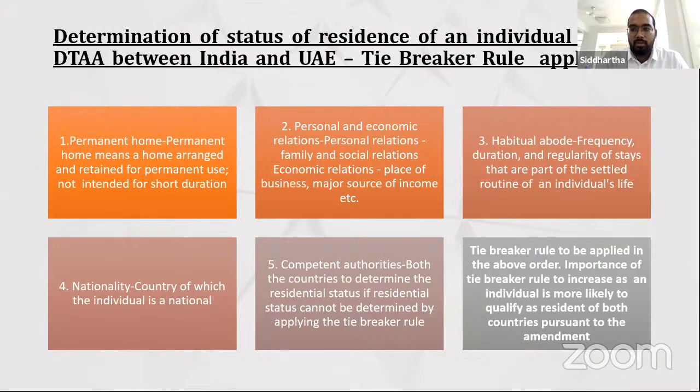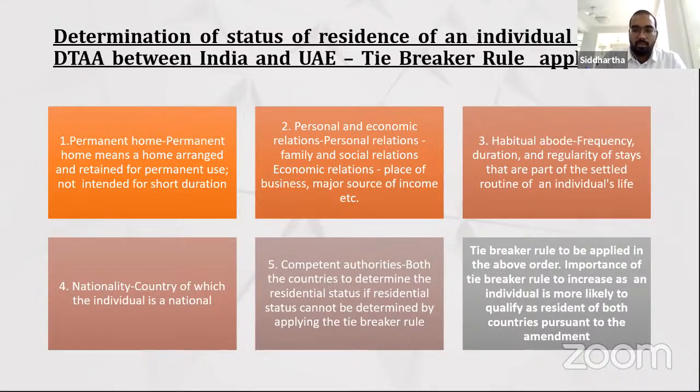There can be a case where you don't have a personal or economic relationship in both the countries. Let us assume, or you may have it in both the countries. Suppose your family is staying in India, but you are earning income in UAE, or whenever you travel, you take your family with you, and you are earning income from both the countries. In that case, for the second point, we are unable to determine in which country you have a stronger personal and economic relationship. In that case, we have to go to the next limb, which says habitual abode, where your frequency or regularity of stay is more. That would determine your residential status.